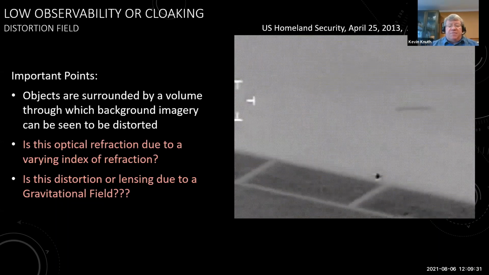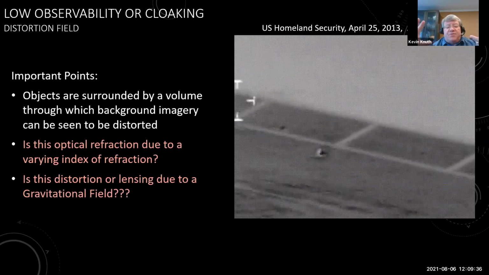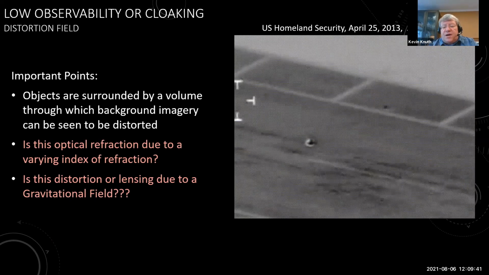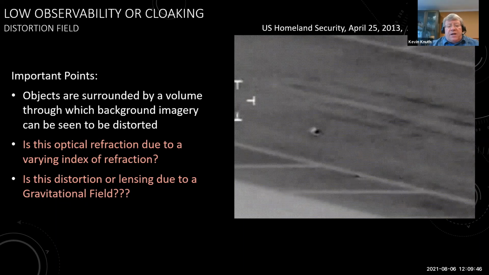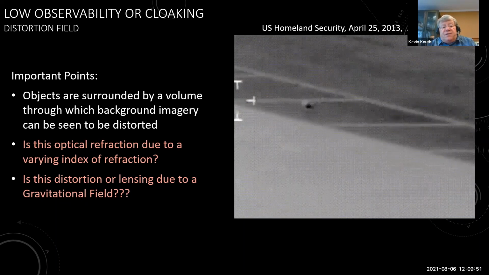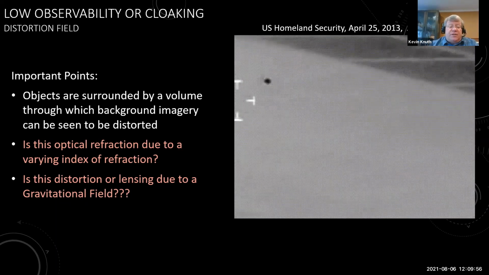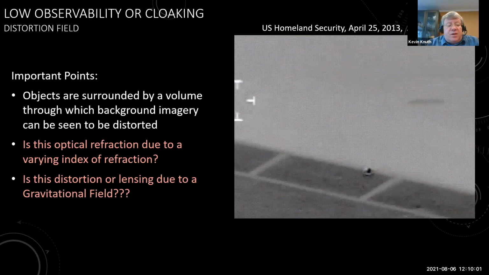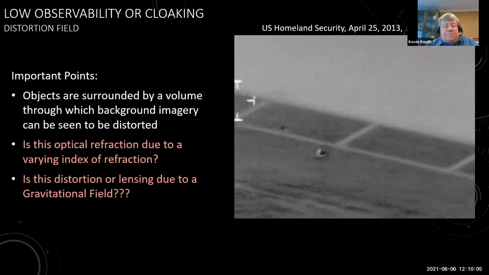Also, sometimes you get a volume around the object in which the background imagery appears distorted. So I'll call that a distortion field. And you can see that here, especially when this object flies over the lines designating parking spaces. And the question would be raised, is this optical refraction due to a varying index of refraction? Or do you have distortion in lensing due to a gravitational field? These are two hypotheses. There are probably more hypotheses one could come up with. And next slide.